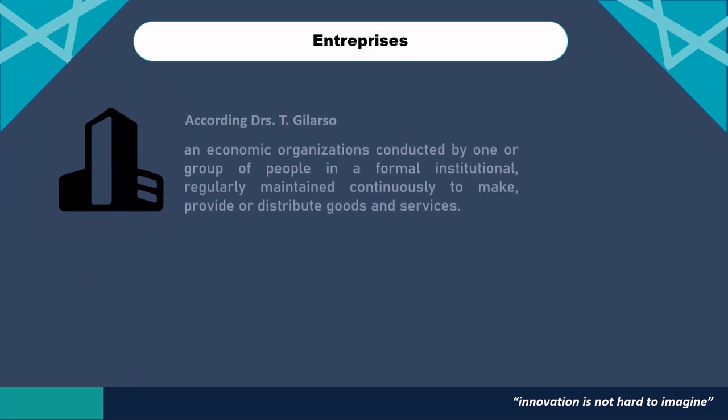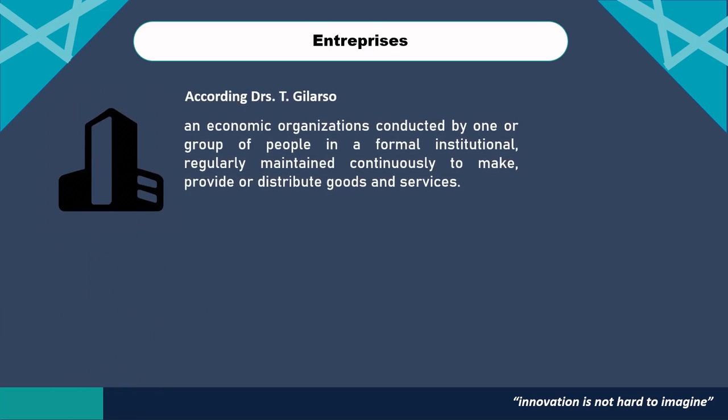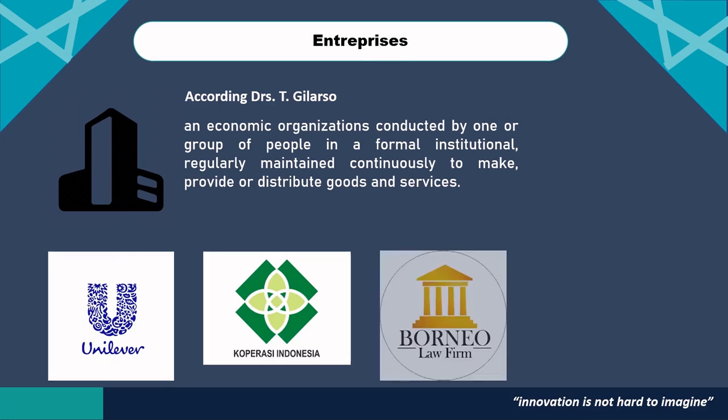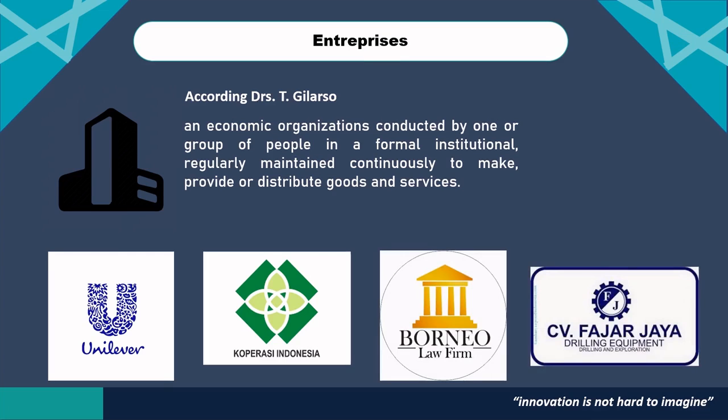Next, discussion of enterprises. According to Toronto, an economic organization conducted by one or a group of people in a formal institution, regularly and continuously, to make, provide or distribute goods and services. The following are examples of business entities: individual business entity, CV, PT, firma, and cooperative.